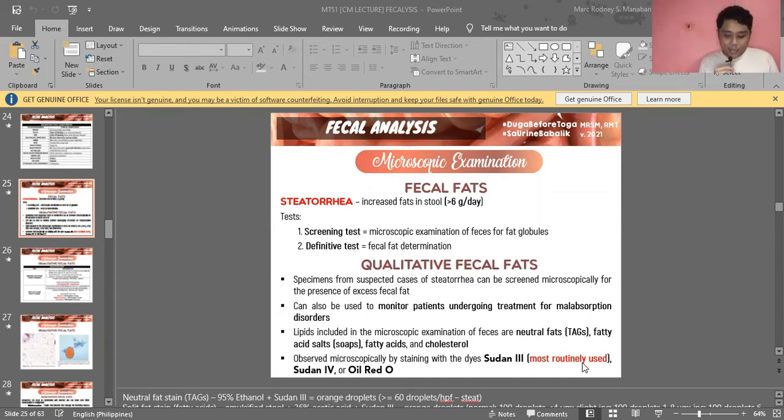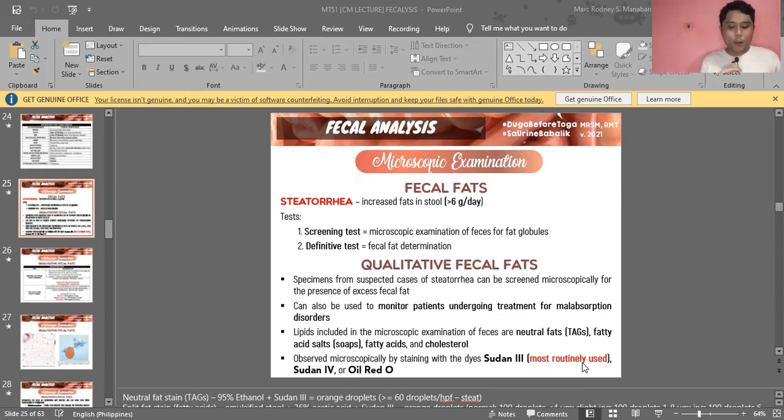So for qualitative fecal fats, again, you screen microscopically for the presence of fat. You look for fat globules or fat droplets. But of course, if there is no stain or if it's just a normal wet mount, it's difficult to see these fat globules. So you have to employ the use of stains, of course, and we have discussed this in your microscopic exam already. These are your lipid stains, all right? Now, your qualitative fecal fats can be used to monitor patients undergoing treatment for malabsorption disorders. Again, malabsorption is one of the causes of steatorrhea, all right?